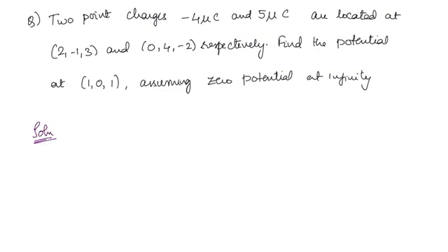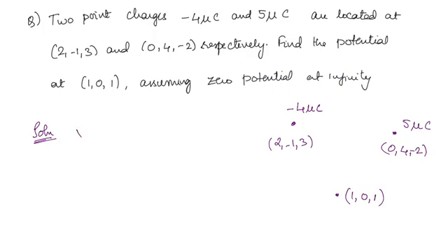So here there is one charge, minus 4 microcoulomb, at (2, -1, 3), and another charge, 5 microcoulomb, at (0, 4, -2). We have to find the potential at (1, 0, 1). We know potential is a scalar quantity, so we don't have to worry about the direction. We just need to find the magnitude. We can find the potential due to each of the points and just add it.